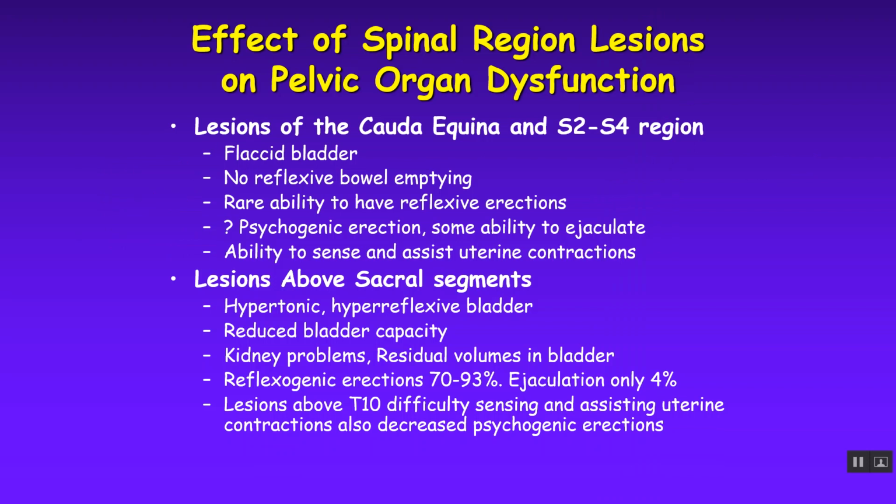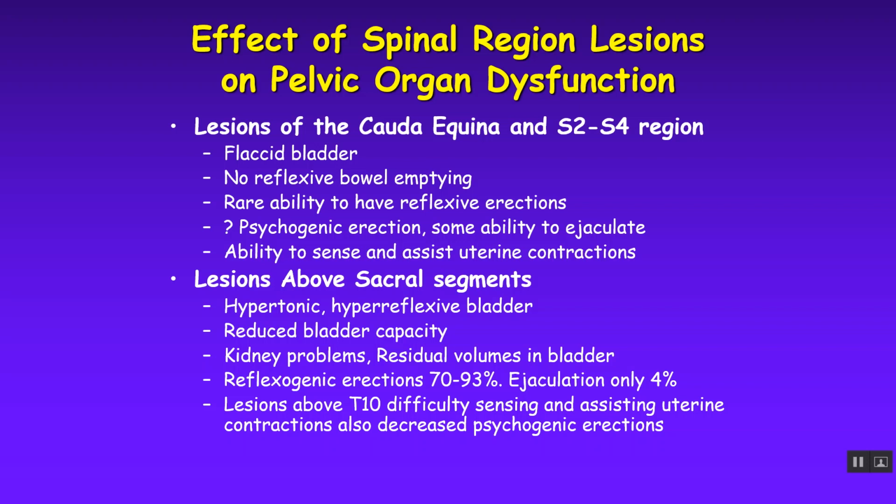So still in this region of the cauda equina, consider the effects of spinal lesions on pelvic organ function. If you damage that cauda equina, especially that S2 to S4 region, you'll have a flaccid bladder. You've lost the parasympathetic control, and the sympathetic control if it's below there, okay? You'll get no reflexive bowel emptying. You get rare ability to have reflexive erections, because you need that S2 to S4 reflex to have a reflex erection.